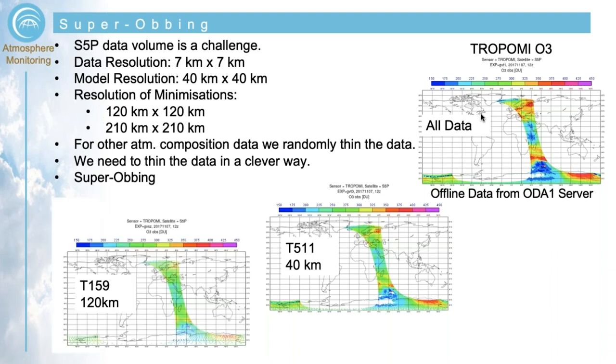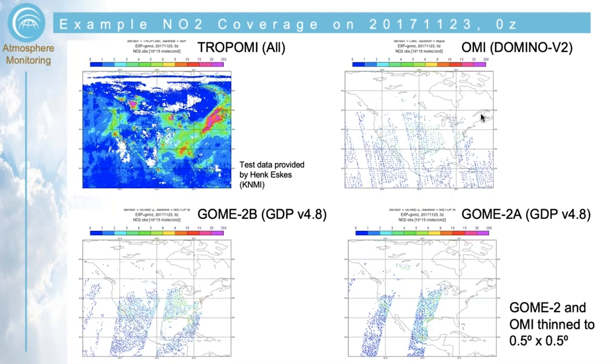We also run the model at coarser resolution still in some cases, and this is what the observations would look like if they were superobbed at this spatial scale of 120 kilometers rather than 40 kilometers. And this is another example of superobbing, where we can look at nitrogen dioxide from different satellite instruments and different retrieval processes. And this is just to show again, with TROPOMI, we get really highly detailed spatial coverage compared to what was previously available from satellite observations with the GOME-2 instruments and also OMI.